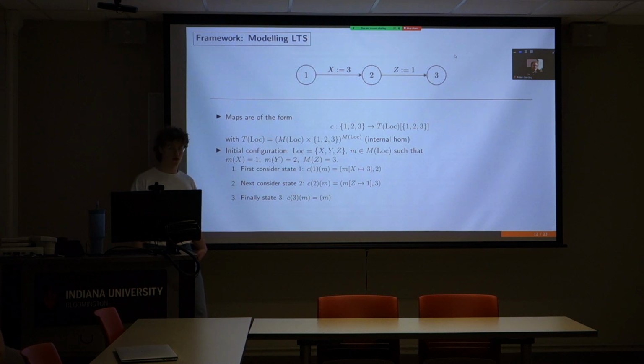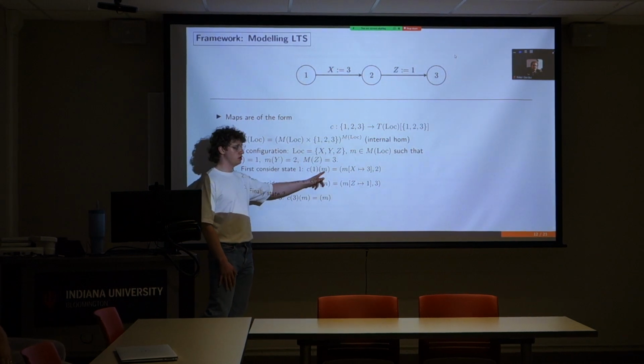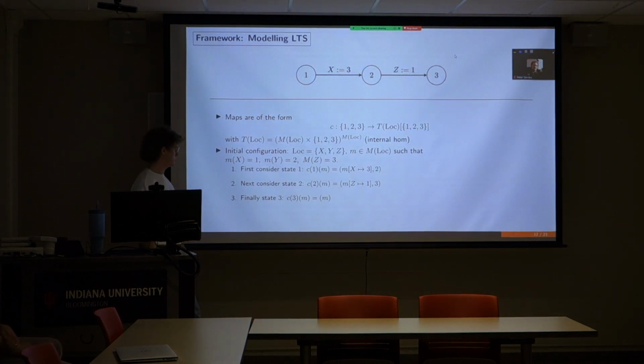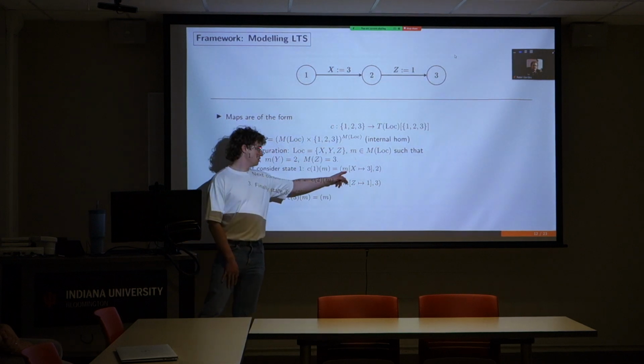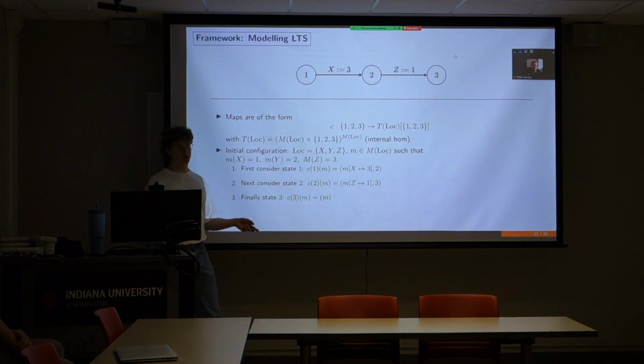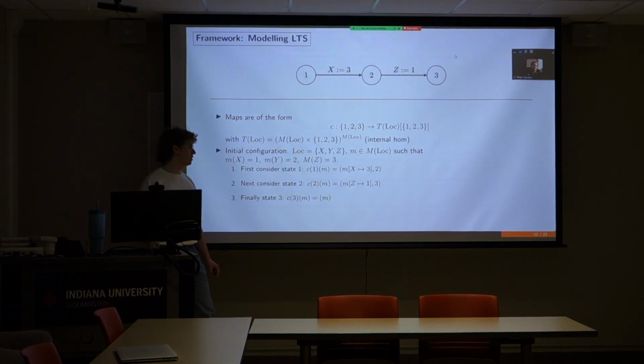If we want to model the first computational effect, so we assign the numeral 3 to the variable x, the way we do this is we take the map C, we start at state 1, we give it the current memory configuration, and we say now that the map that used to point to 1 now points to 3, and we get back a state 2. Now we are at state 2.